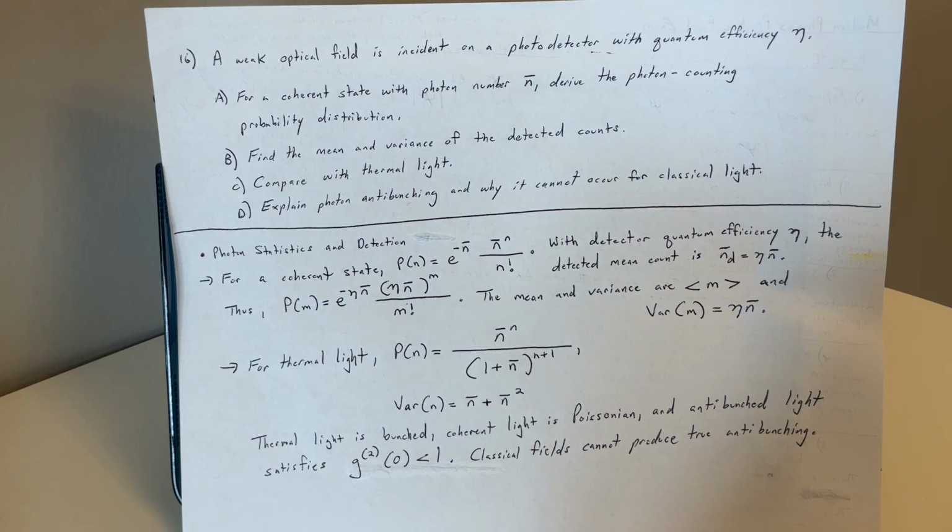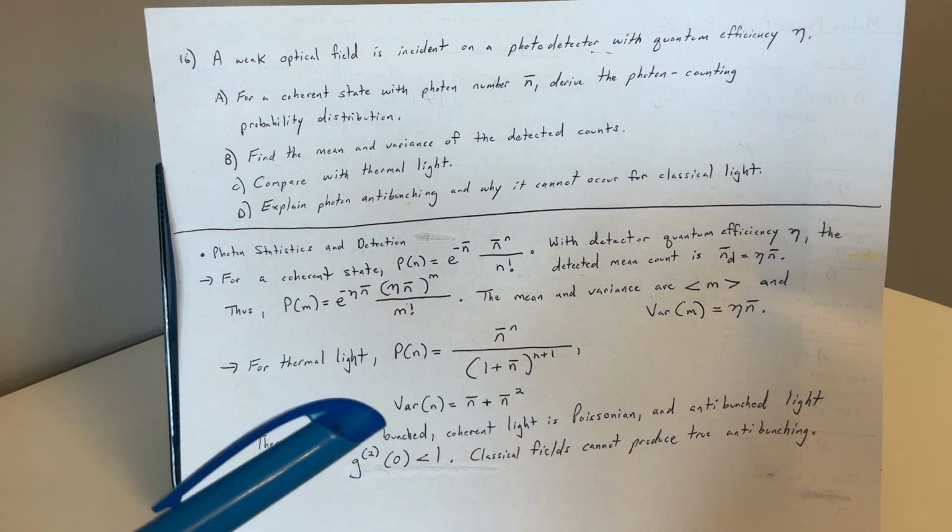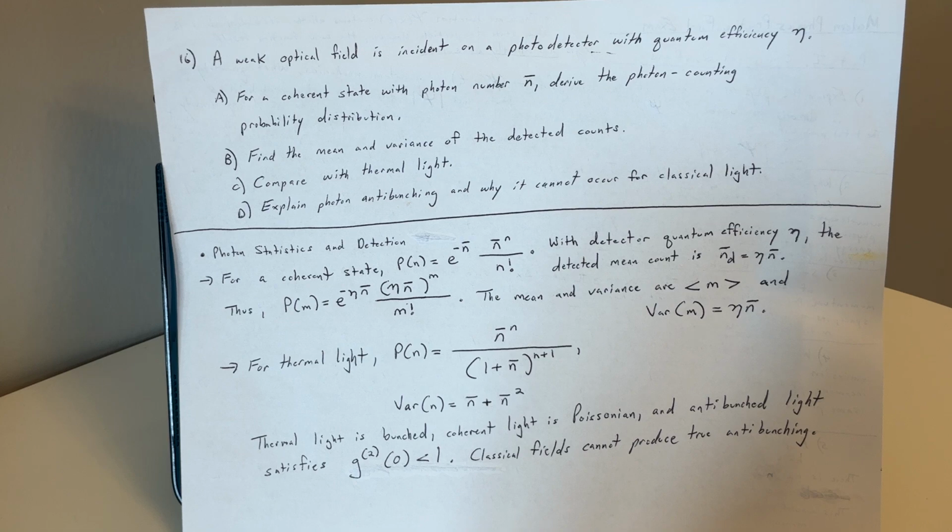and variance of m equal eta n bar. For thermal light, p of n is going to be n bar to the n over 1 plus n bar to the n plus 1, and the variance is n bar plus n bar squared. Thermal light is bunched, coherent light is Poissonian, and anti-bunched light satisfies that second order g of 0 is less than 1. So classical fields cannot produce true anti-bunching. Okay, so that takes care of that one there.